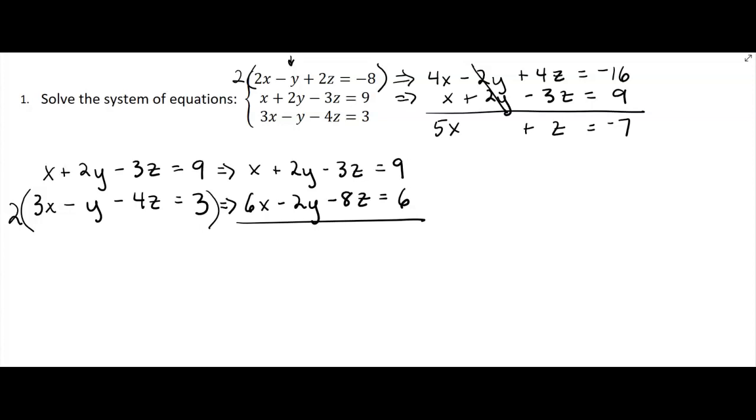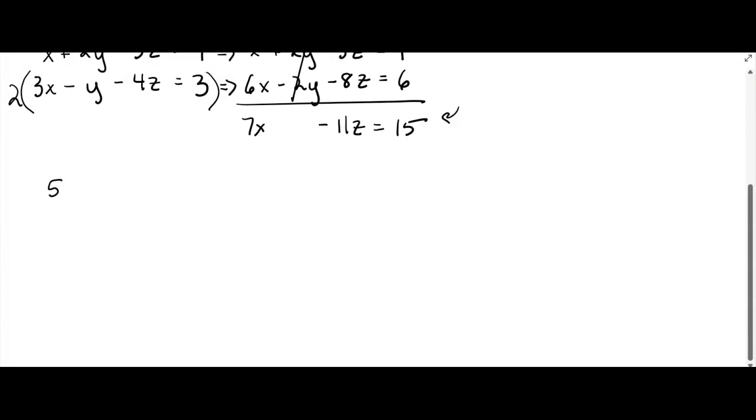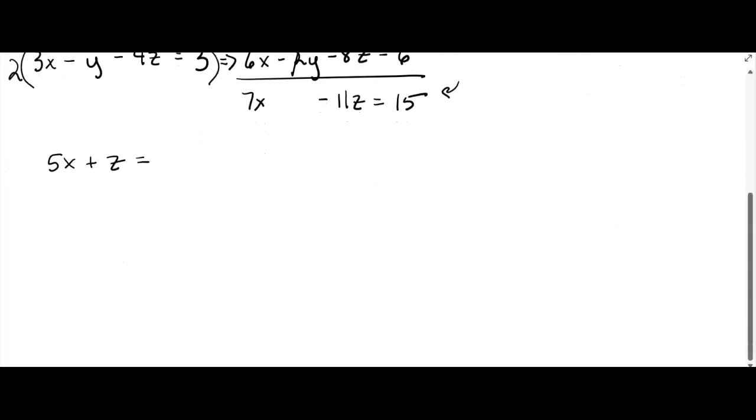Okay, so now let's add. x plus 6x, 7x. These cancel. Negative 3z and negative 8z is negative 11z. And then 9 and 6 make 15. Okay, so I have two equations. I have this equation that has an x and a z, and I have this new equation right here that has an x and a z. So somewhere I need more space. Okay, 5x plus z equals, was it negative 7? Negative 7. And then the other equation, 7x minus 11z equals 15.